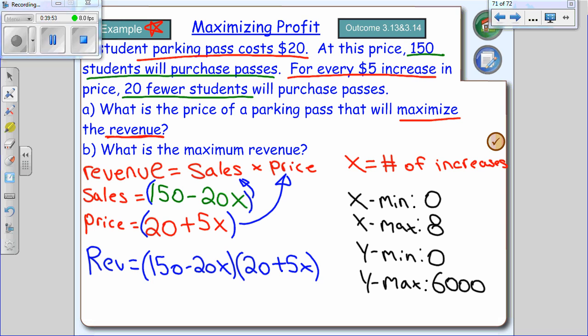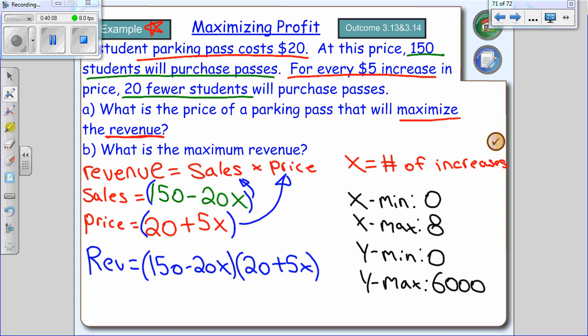There's something wrong with the graph. Yeah, I'll help you out. Your X and Y scales should both be 1 and 1. I want you to try to graph that thing and find the maximum point of that graph. If you're having trouble with the graph, let me know and I'll help you.